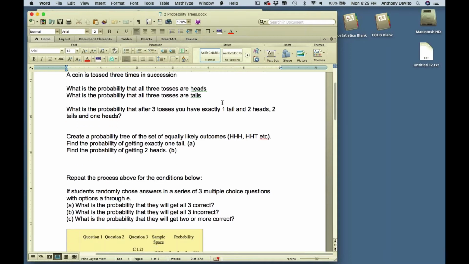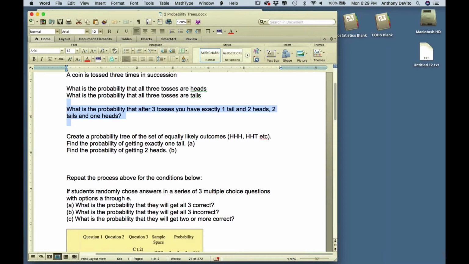Now, what's the probability that after three tosses, you have exactly one head and two tails? Well, things just got a little bit more complicated, didn't they? Because before we talked about an outcome such that all three had to be heads. There's only one way that it can happen. It has to be heads, heads, heads.